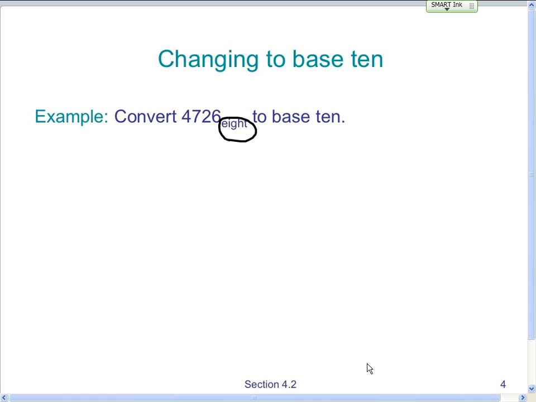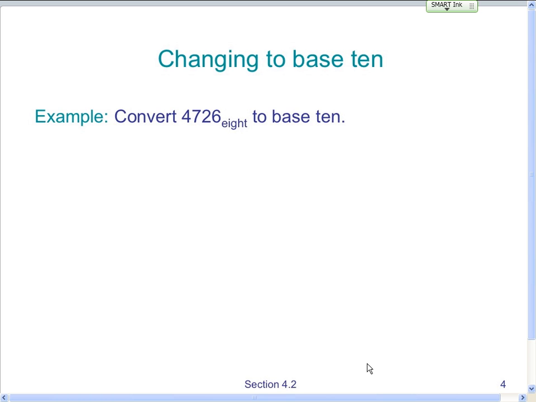Now, since this is base 8, my positions are going to be powers of 8. As always, the first number on the right is always times 1. Next number over. Well, with our regular system, we would multiply by 10, but since this is base 8, we're going to multiply by 8. The next number over, we're going to multiply by 8 squared. The next number over, we're going to multiply by 8 cubed, etc.